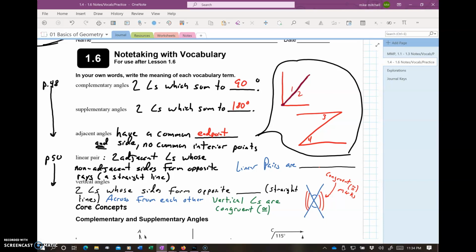Angles 3 and 4 are not adjacent. They have a common side, but they don't have a common vertex. So that makes them non-adjacent, even though they share the side.